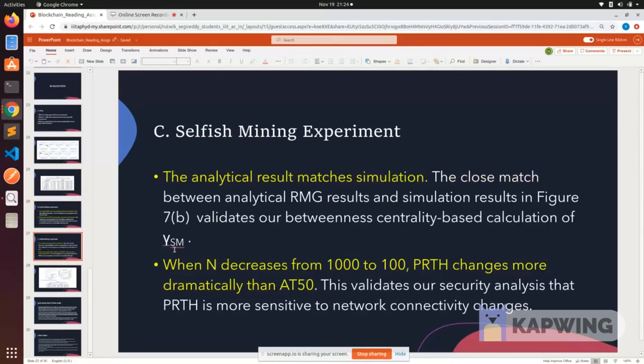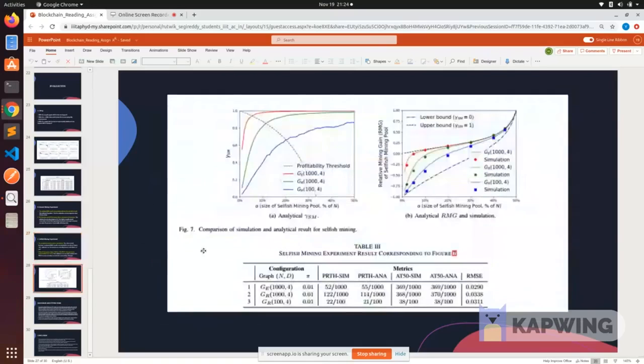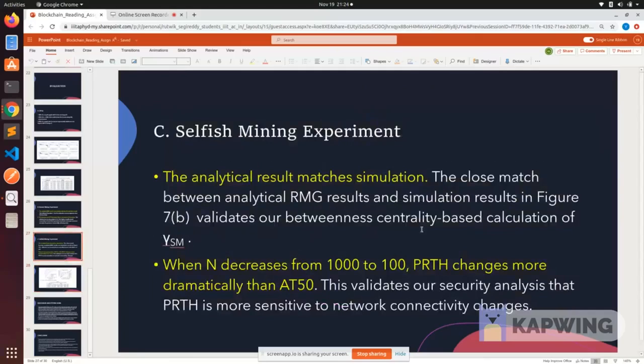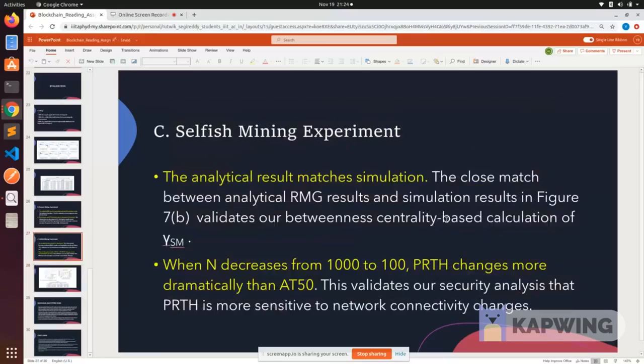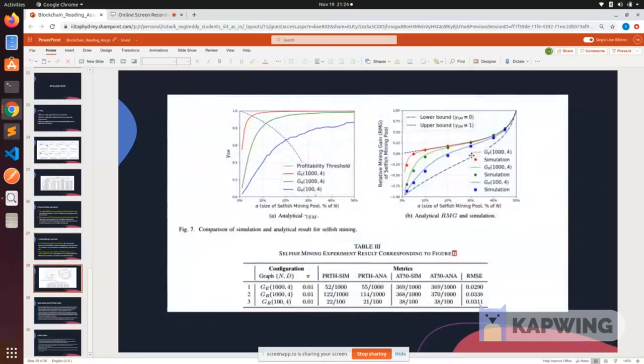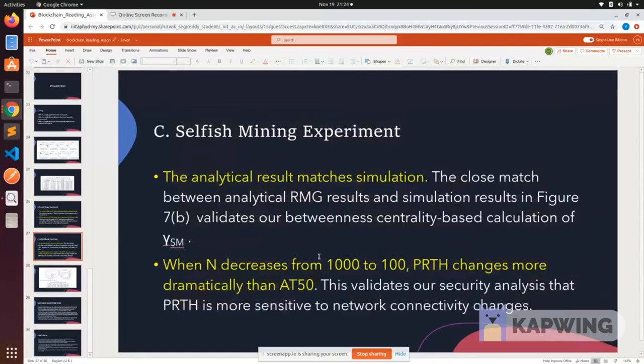And the second one is the selfish mining experiment. Here the analytical result matches the simulation, and the close match between the RMG results and the simulation results in figure 7b validates the betweenness centrality based calculation of gamma SM. And if you observe, when n decreases from 1000 to 100, the PRTH changes more dramatically than AT50. This validates our security analysis that PRTH is more sensitive to network connectivity changes.